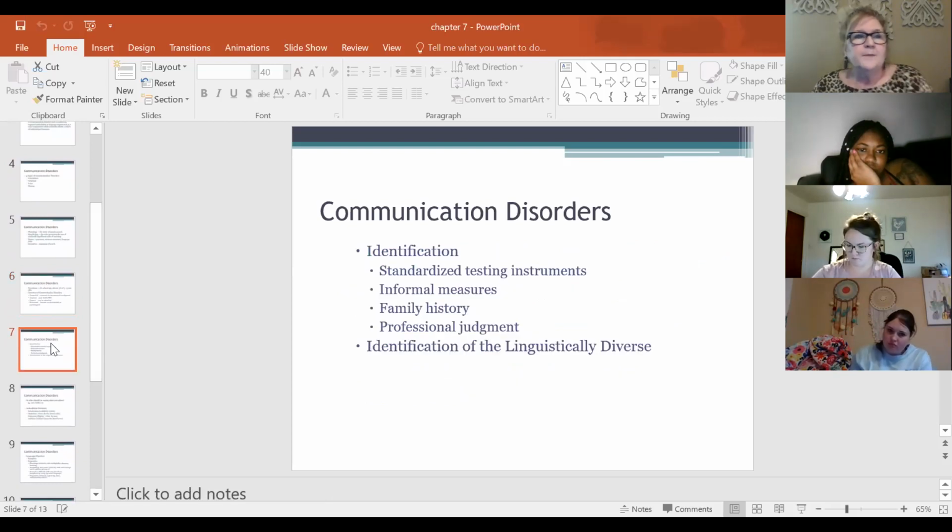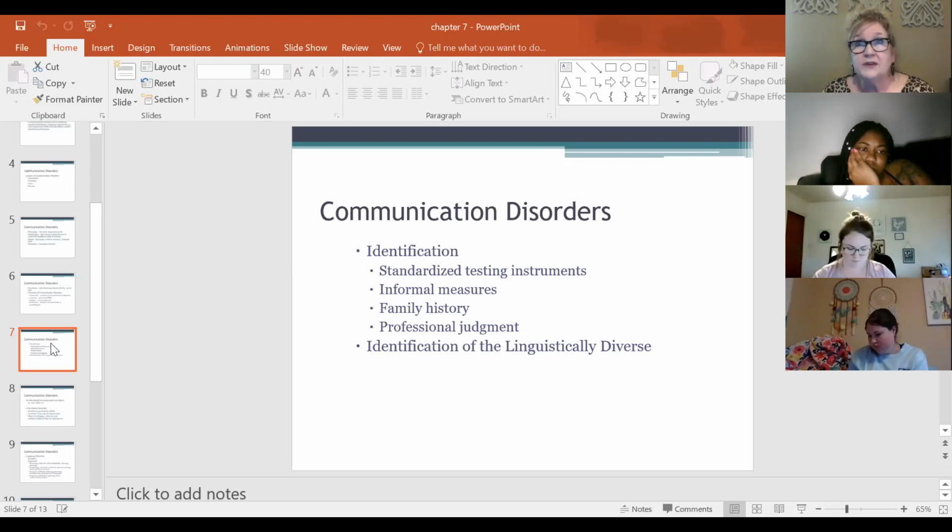So how do we identify speech disorders? Well, we use standardized testing instruments. We use informal measures. We look at the family history. We use professional judgment, and always a speech language pathologist, or in the schools, we abbreviate that and we say an SLP. That stands for speech language pathologist. The SLP is the person who does all of that for us. They do the standardized testing.